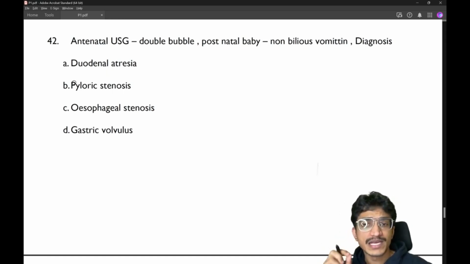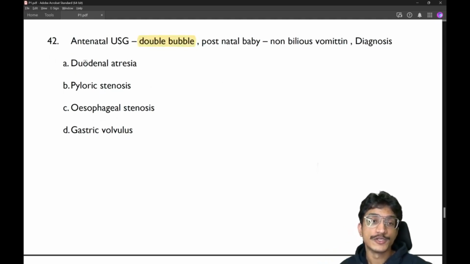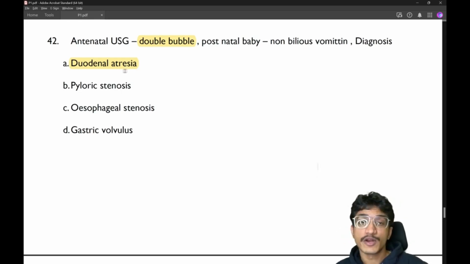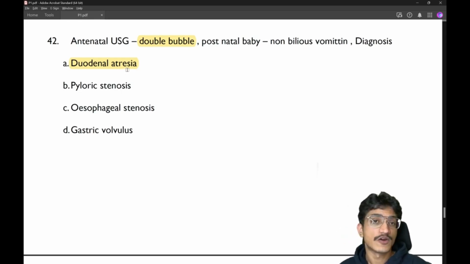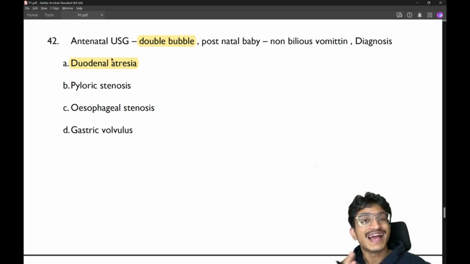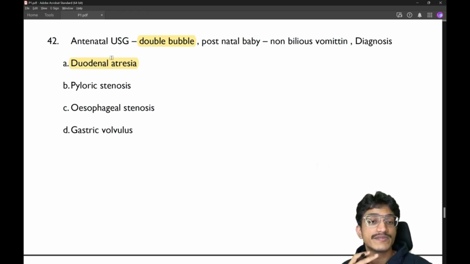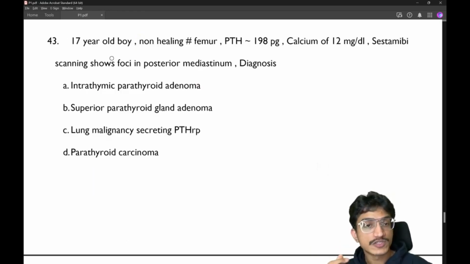Double bubble appearance, postnatal, non-bilious vomiting is slightly confusing, but if they have given a double bubble, you should blindly answer duodenal atresia. Pyloric stenosis will have non-bilious vomiting, but it will not have a double bubble appearance. Esophageal stenosis will never present with double bubble. Gastric volvulus also will not have double bubble. So in this case, the answer will be duodenal atresia, which we have also asked in one of our mocks.